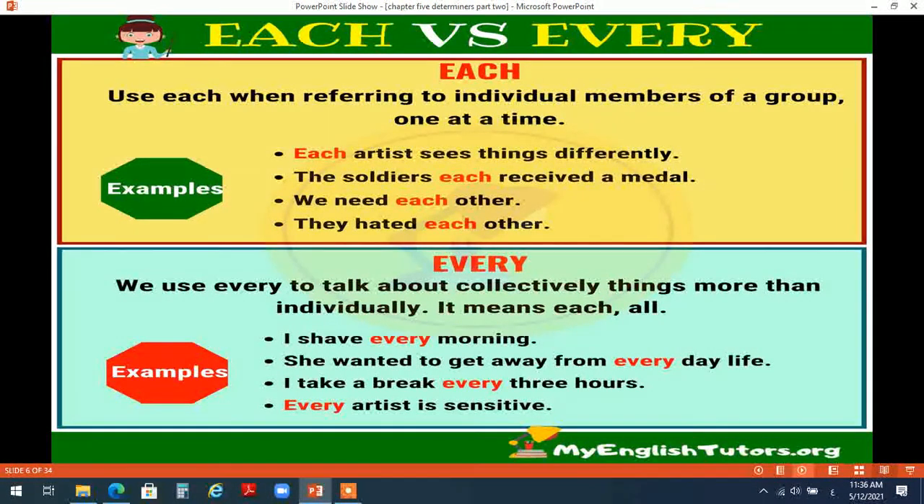As for the usage of every, we use every to talk about things collectively more than individually. It means each, all. لكن احنا نريد الإشارة إلى هؤلاء الأعضاء باعتبارهم جزء من وحدة أكبر، يعني نشير إليهم كمجموعة، فبهالحالة نستخدم every.